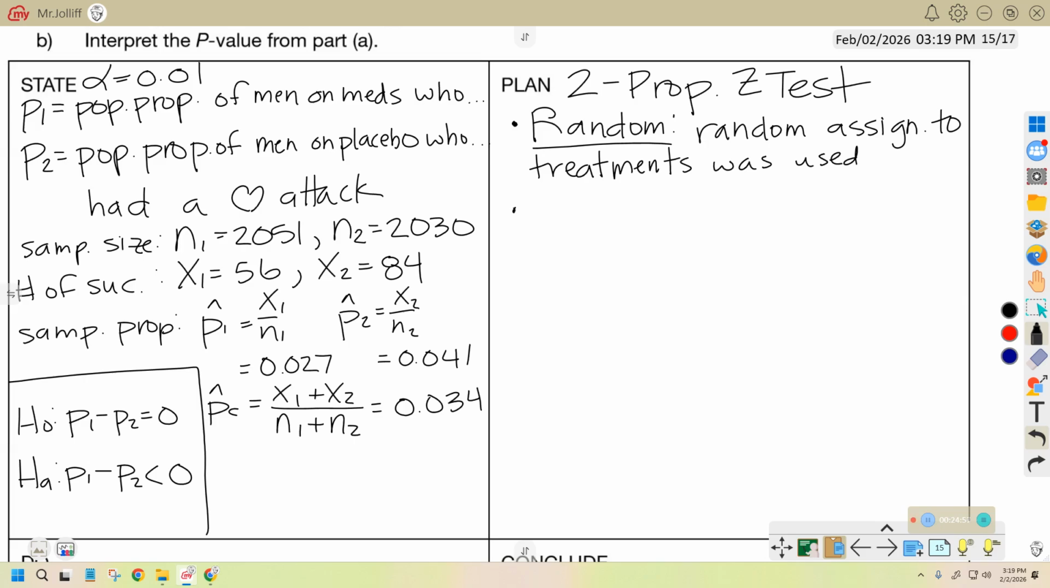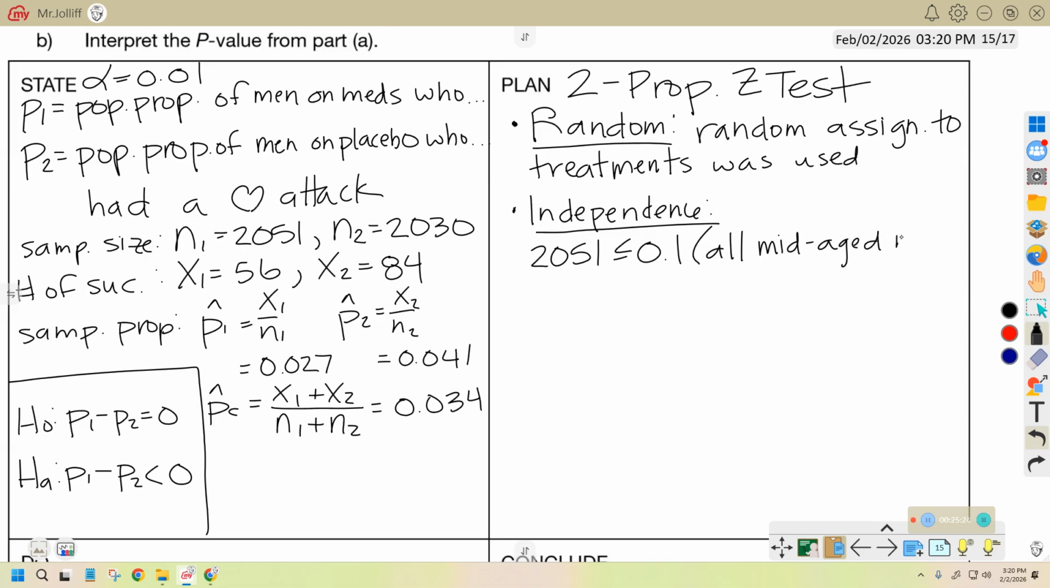Anai. Second check. Independence. Very good. How do we check for independence? Yes, gold star. Independence. So 2 statements, one for sample 1, one for sample 2. Sample 1, we had 2,051 middle-aged men. Should be less than or equal to 10% of all middle-aged men. And then I'm going to copy and paste, but I'm going to change the number to sample 2 size.